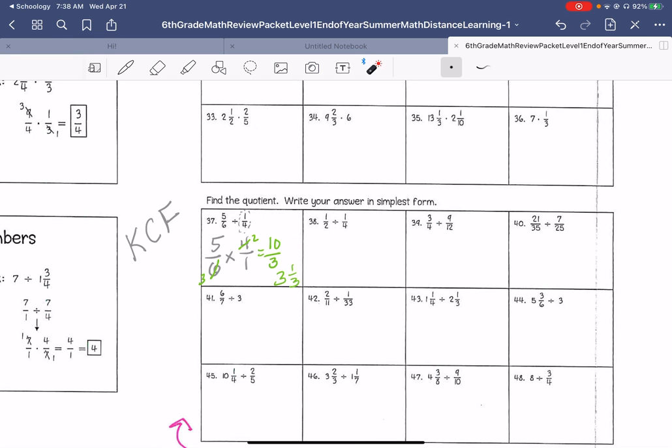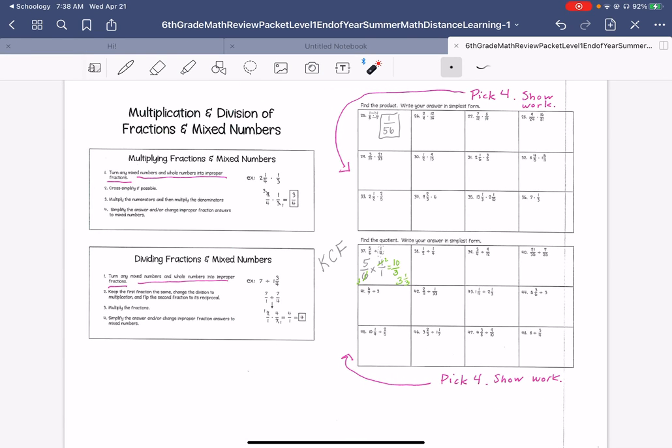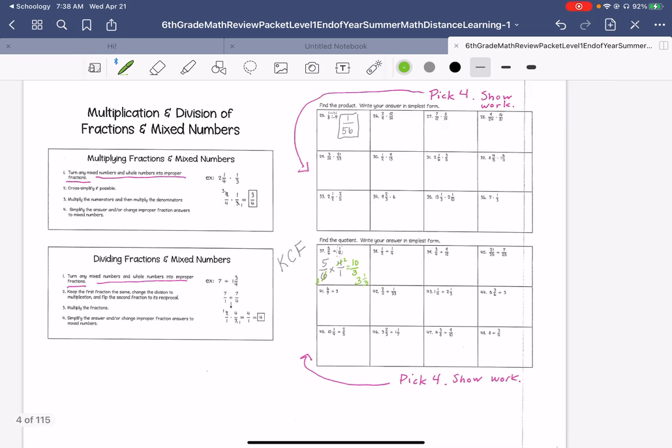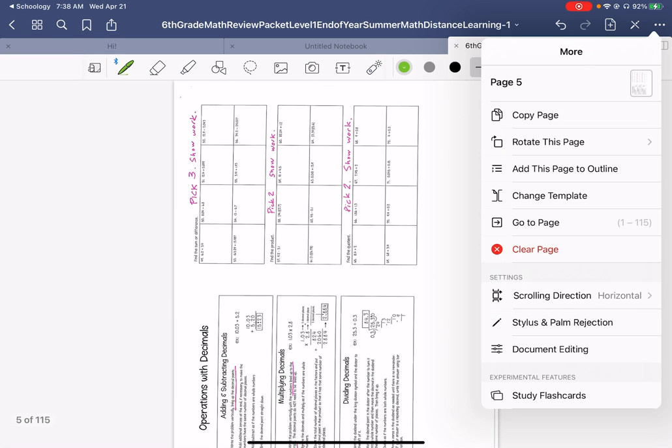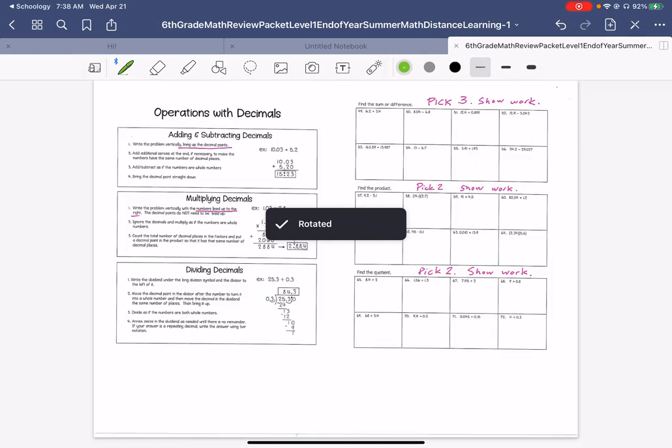And again, you'll want to try and pick. This is pick 4, pick 4. If you're watching this video, pick 3 and pick 3. If you don't see the video, I would expect that you're going to go 4 and 4. Next page, operations with decimals.